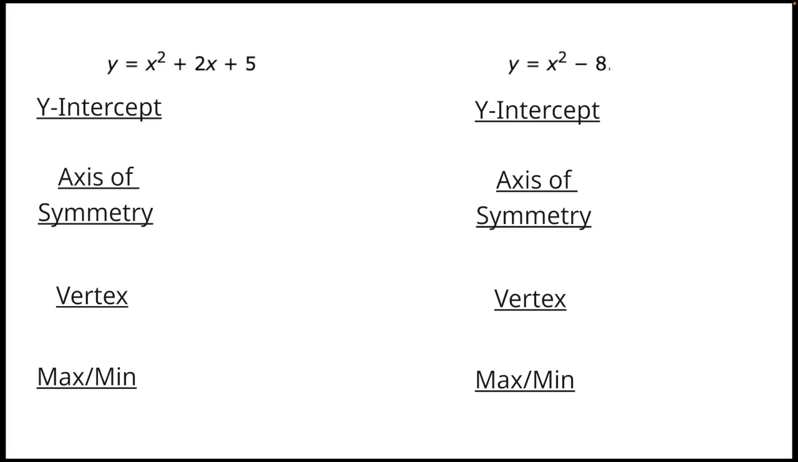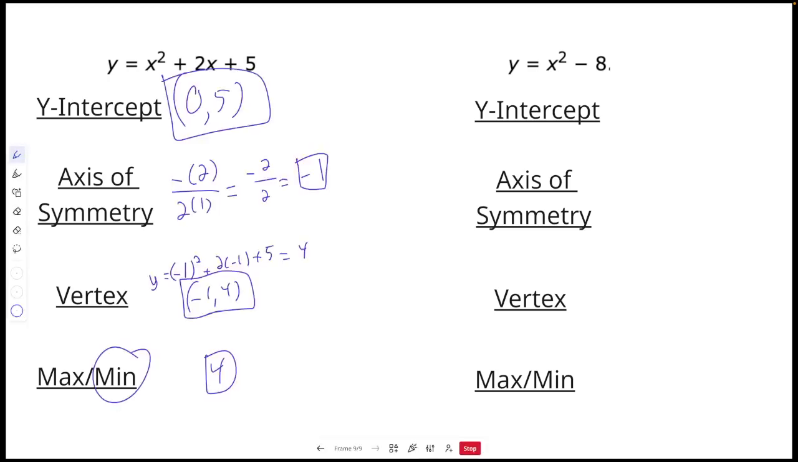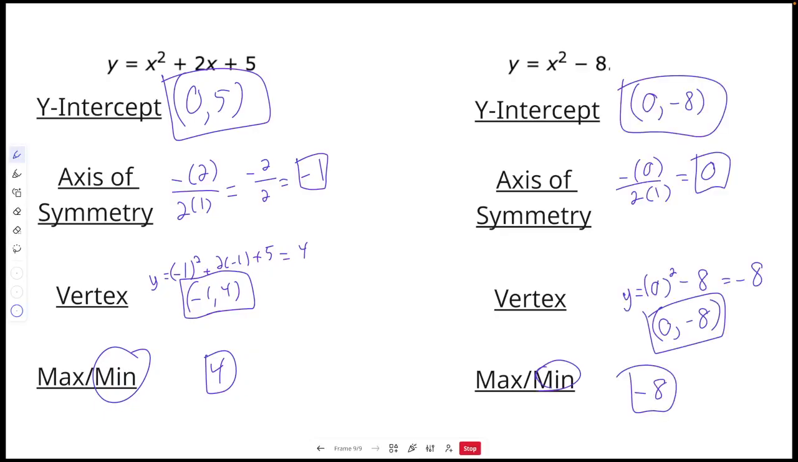All right, now that you've had time to work these problems, let's check your solutions. For the first problem, your y-intercept is 0, 5, your axis of symmetry is -1, your vertex is -1, 4, and your minimum here is 4. And for your second problem, you should have gotten a y-intercept of 0, -8. Your axis of symmetry is x = 0. Your vertex is at 0, -8, and your minimum here is -8.